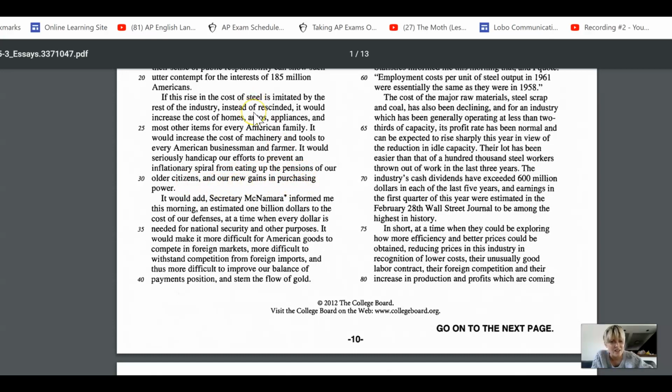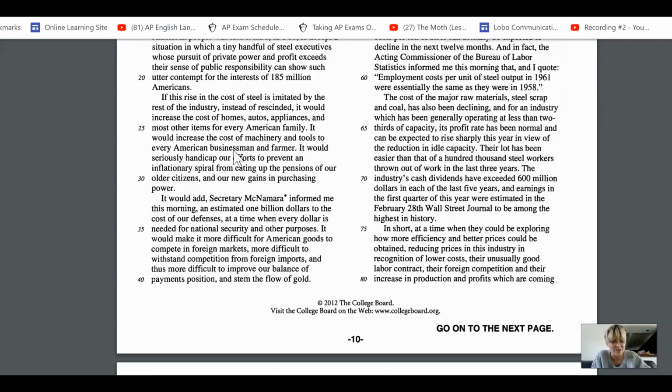So here we see his same kind of process, right? You can see he has example after example. It would do this, it would do this, it would do this. After you offer 10 examples of how the costs are going to affect us, it's hard to argue, right? At the end of it, you can't help but agree with him. He says, "it would add," and "Secretary McNamara informed me this morning." Notice how he's putting in this detail about where he's getting his information, adding credibility to his point.